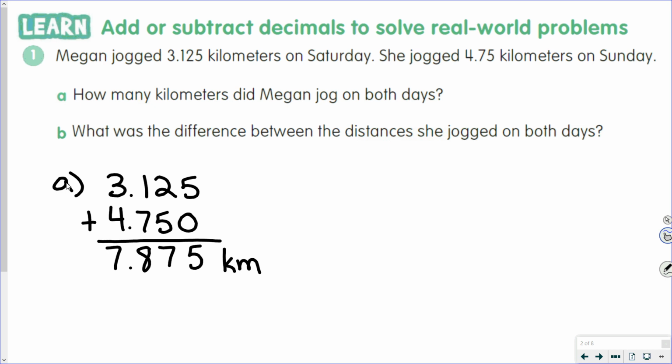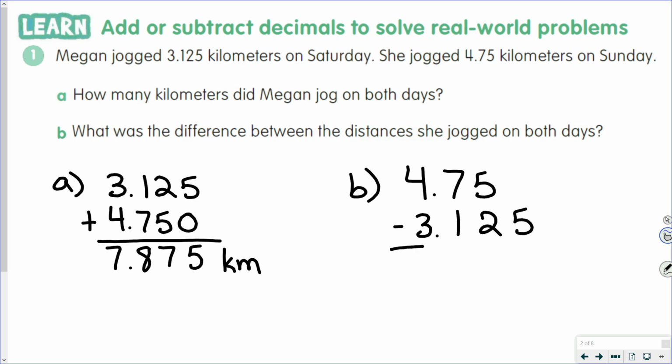What was the difference between the distances she jogged on both days? So the key word here is difference. That tells us that we're going to subtract. And when we subtract, we do want to make sure that we're starting with the larger number, and we subtract the smaller number. Once again, line up our decimal points and fill in empty spaces with zeros. Well, if I have nothing, I can't take away 5. So I borrow from the 5 to make that a 4, and the 0 becomes a 10.